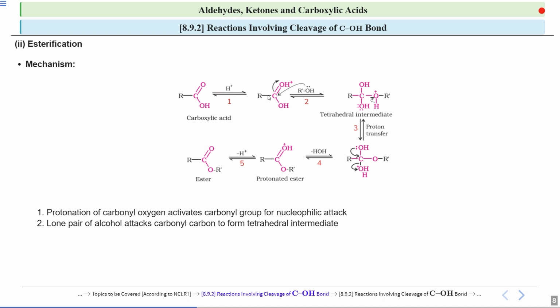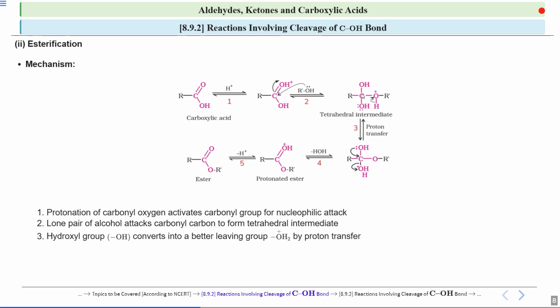In step 2, what happens? The lone pair of electrons on alcohol. So if you see, this is OH, the oxygen of this alcohol group, it has lone pairs. It attacks this carbonyl carbon, and it forms a tetrahedral intermediate, which is a temporary structure in this reaction. So when this alcohol attacks this carbonyl carbon, you get this tetrahedral intermediate.